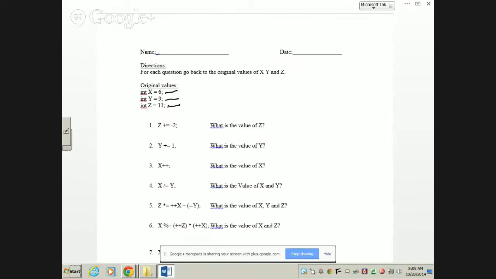So for number 1, we again start with z equals 11. And the equation says z plus equals -2. And we're asked what is the value of z after that line is executed. So what does plus equals mean?